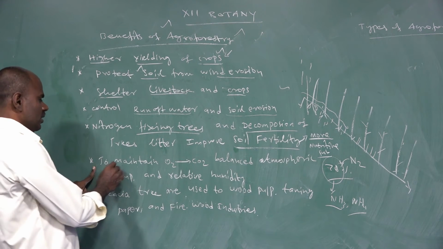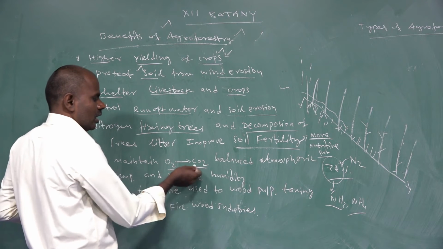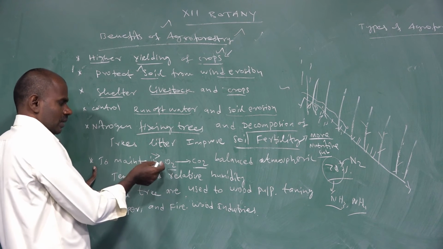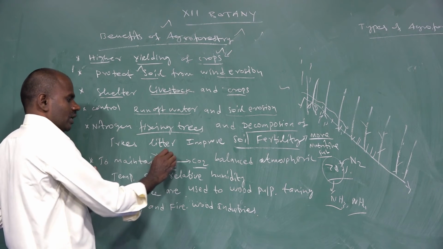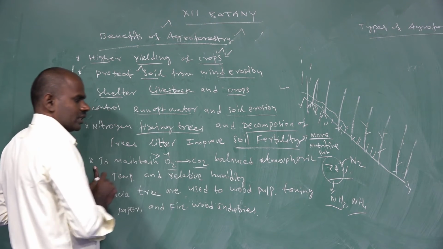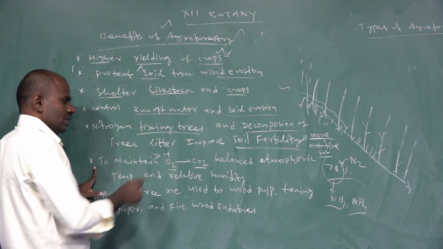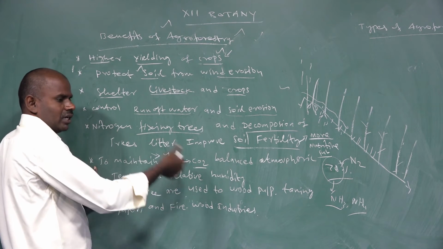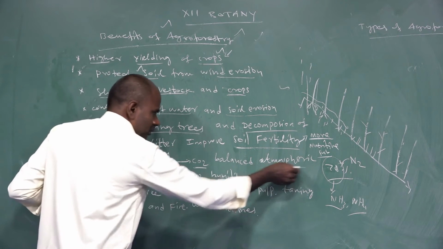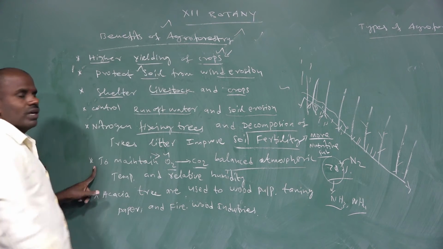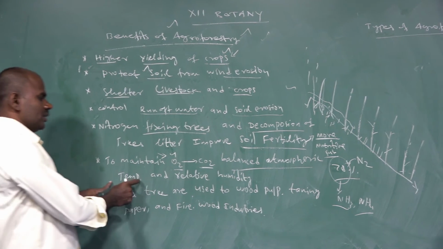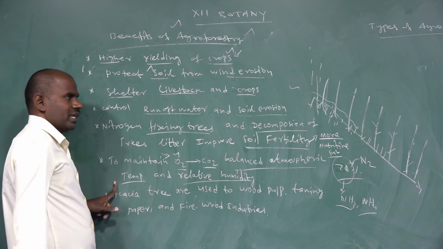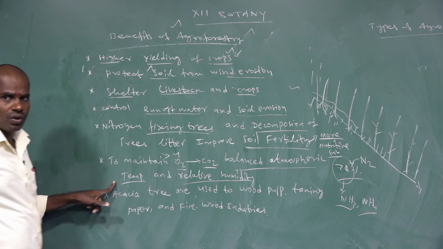And the next one is to maintain oxygen and carbon dioxide. During photosynthesis, oxygen is released and carbon dioxide is consumed. At the time of respiration, oxygen is consumed and carbon dioxide is released. So the atmospheric balance is maintained through agroforestry cultivation. The temperature and the relative humidity are also maintained by agroforestry.